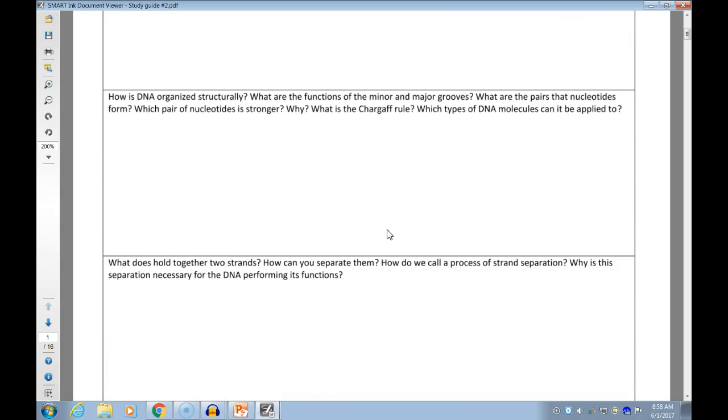How is the DNA organized? Structurally, double helix, minor and major grooves for protein binding, base pairs. Oh, come on, by now you should be able to tell this. Which pair is stronger and why? Hydrogen bonds, remember, three of them. Chargaff's rule, percentages. Which molecule can we apply Chargaff's rule to? Only double-stranded, right? Not single-stranded.